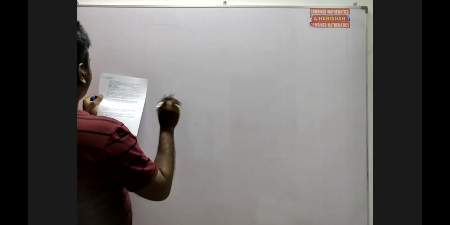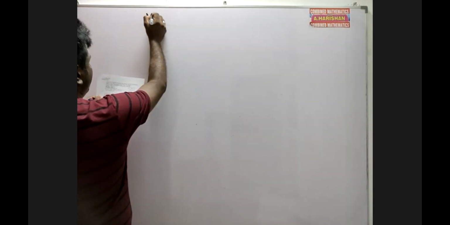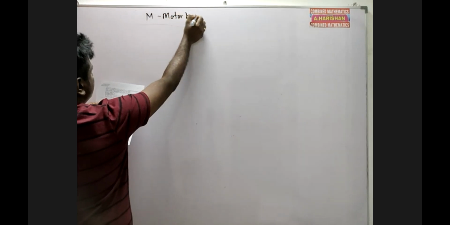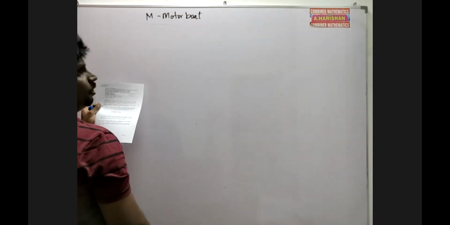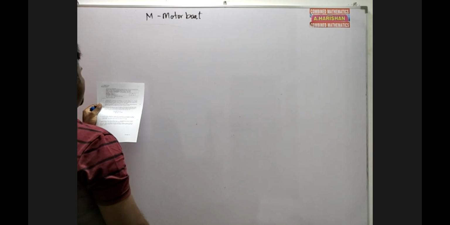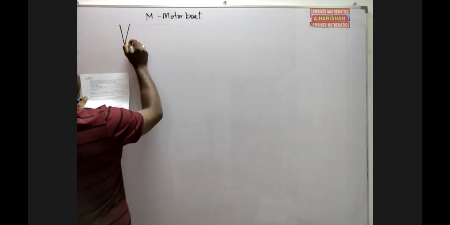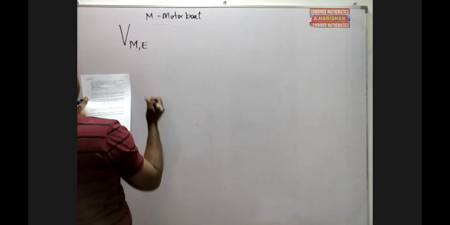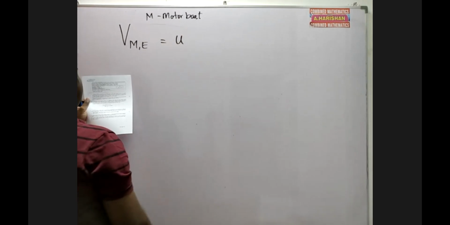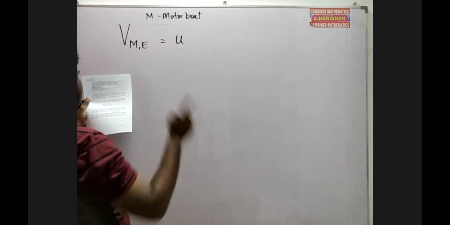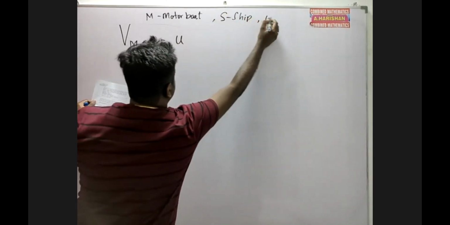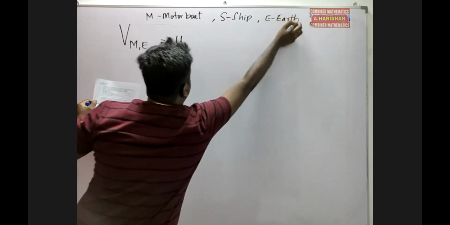Right. A motorboat. Motorboat means we put M. It's a motorboat whose speed is u. There is a conversion, right? Motorboat speed according to Earth is u kilometers, to intercept a ship which moves with a constant velocity. Ship, so I say S is ship, right? And E is Earth. Better to write and mark.